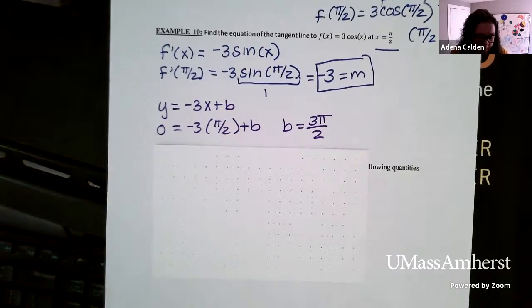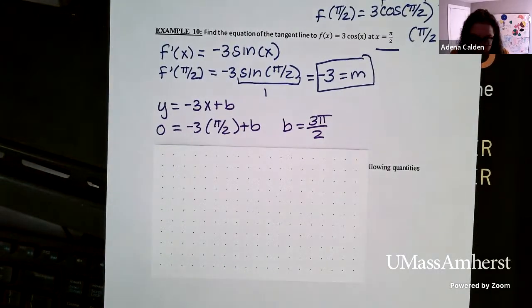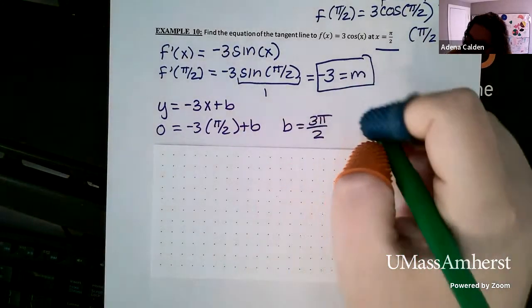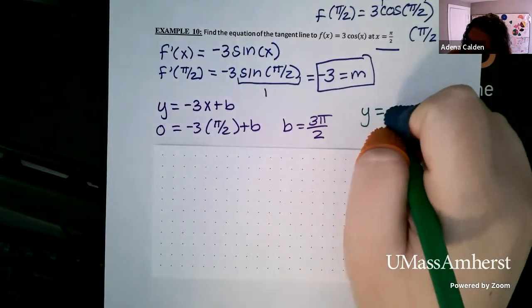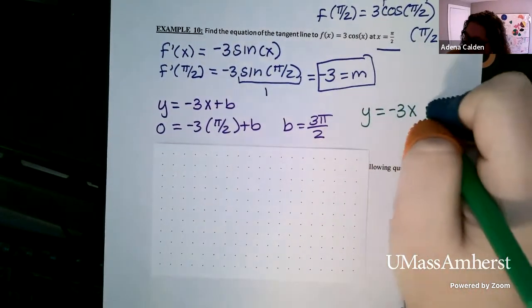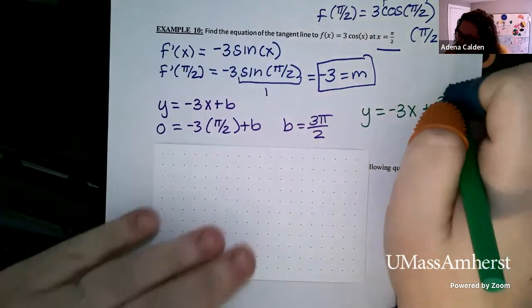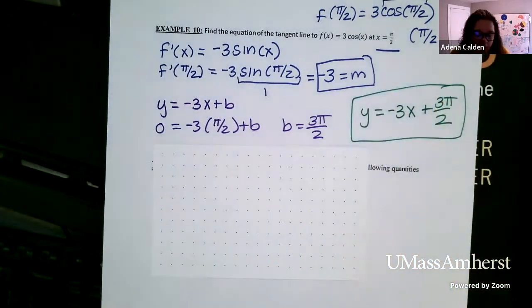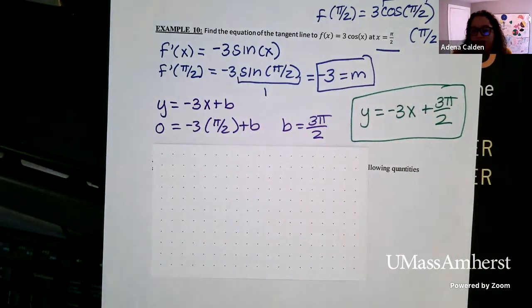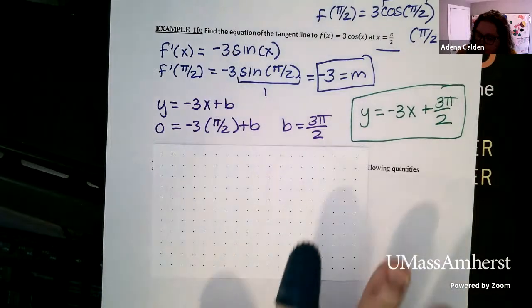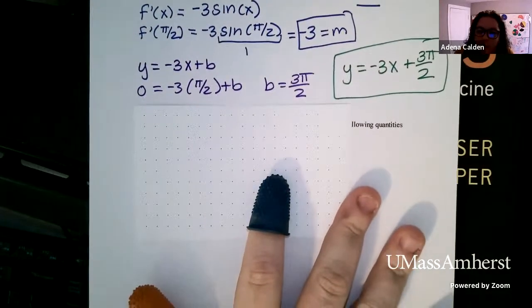So putting everything together now with my slope and my point, my b, I get y equals negative 3x plus 3 pi over 2. Okay, it's not uncommon to have pi's in your answer when you're dealing with sines and cosines, because that's sort of the common values that we're looking at.